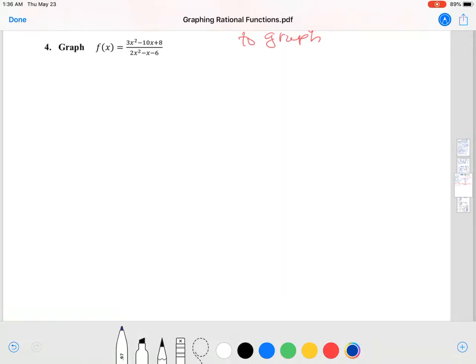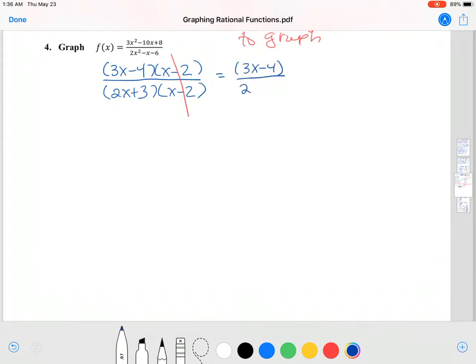Okay, example 4 for graphing rational functions. First thing you want to do is simplify. So I'm going to factor the top and the bottom to see if anything cancels. Okay, when I factor that, I'm going to get 3x minus 4 times x minus 2 and 2x plus 3 times x minus 2. So as you can see, I have a factor that cancels, and after I cancel that, I'm going to get 3x minus 4 over 2x plus 3 as my simplified version.